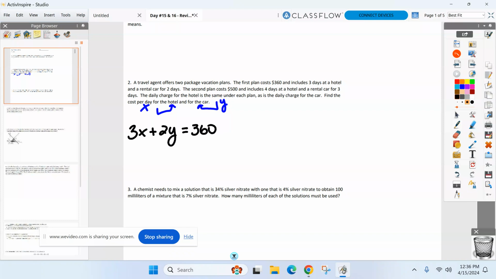And then you do the same exact thing for the next one, but now look at the second plan. A little bit different. 4 days in the hotel, 3 days in the rental car, and now it's going to cost you $500. There we go. And then you solve away.